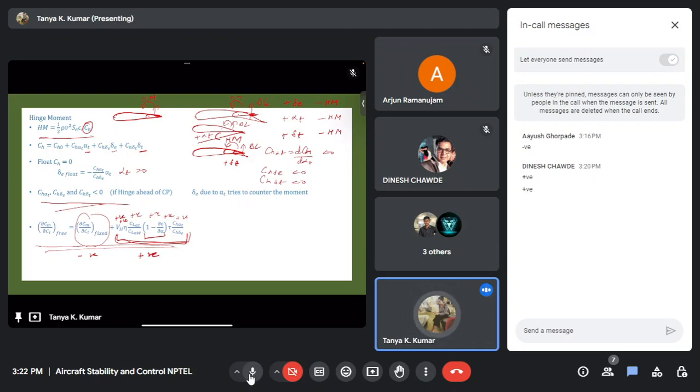So does that mean the stick fixed case is more or less stable than the stick free? Suppose this is about minus 10 and this is say plus 5. These are completely random numbers, not in the actual range. I'm just trying to get a feel for it. So if this is minus 10 and plus 5, your dCM by dCL free would be minus 5, right? So is the stick free case more stable or the stick fixed case more stable?